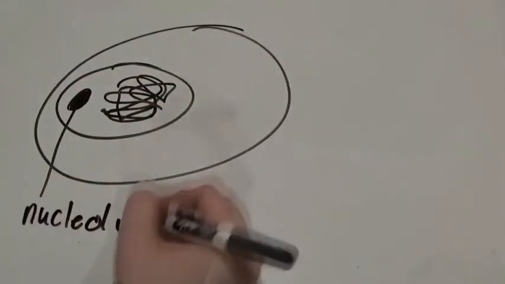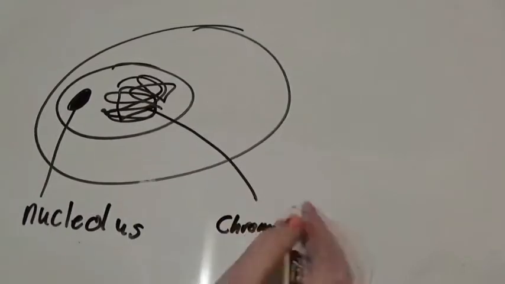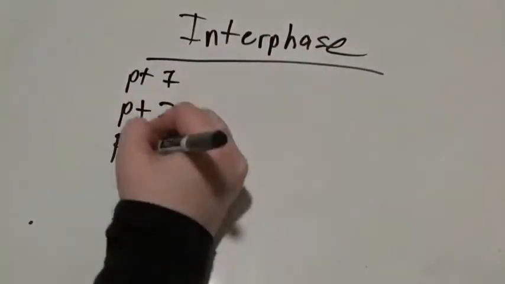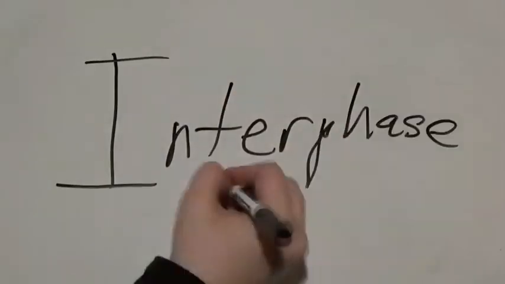In interphase, we can see the nucleolus and the chromatin, which is loose DNA. In interphase, we have three parts, the G1, the S, and the G2 phase. Interphase is also the longest of all the phases.